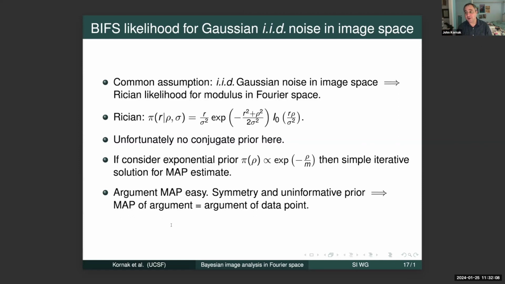Probably the most common assumption for noise in Bayesian image analysis that is made, rightly or wrongly, is that it's Gaussian noise in image space for continuous images. That gets a little complicated when you're working in Fourier space because that means that you need a Ricean likelihood for the modulus. And that takes this form here. And unfortunately, there's no sort of neat conjugate prior to work with. It means within this low dimensional problem, you are going to have to do some kind of iterative numeric process to get the estimates. And if we consider the exponential prior, it's actually a pretty simple approach to get to the estimate. If you want to look in the paper for details, that's fine. But basically, we're getting our posterior estimates through some very quick iterative process.